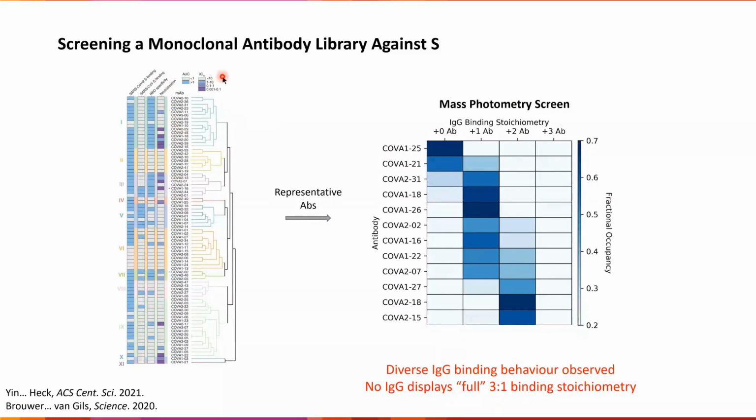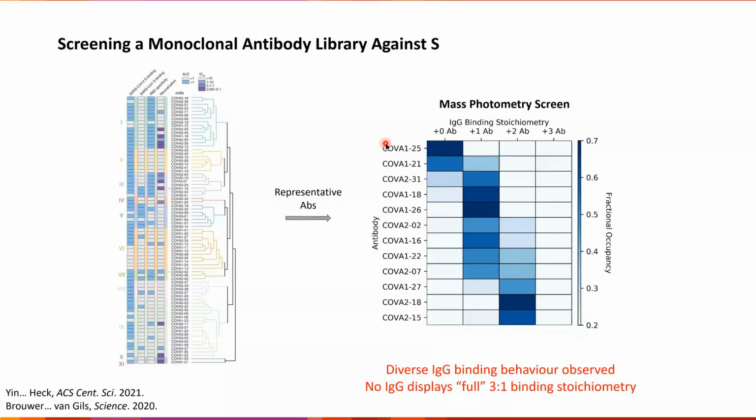So what we did with our collaborators is that our collaborators actually generated early on in the pandemic quite an expansive library of monoclonal antibodies. So we took a subset of these as representative antibodies, and we wanted to measure how they bind to the spike. Here we leveraged the ability of mass photometry to rapidly analyze samples. So here are the results of this initial screen using mass photometry.